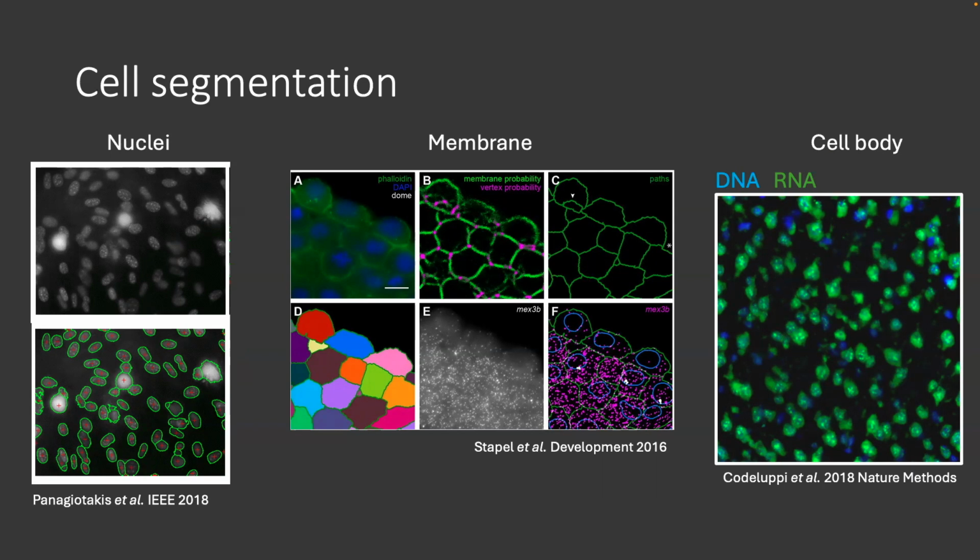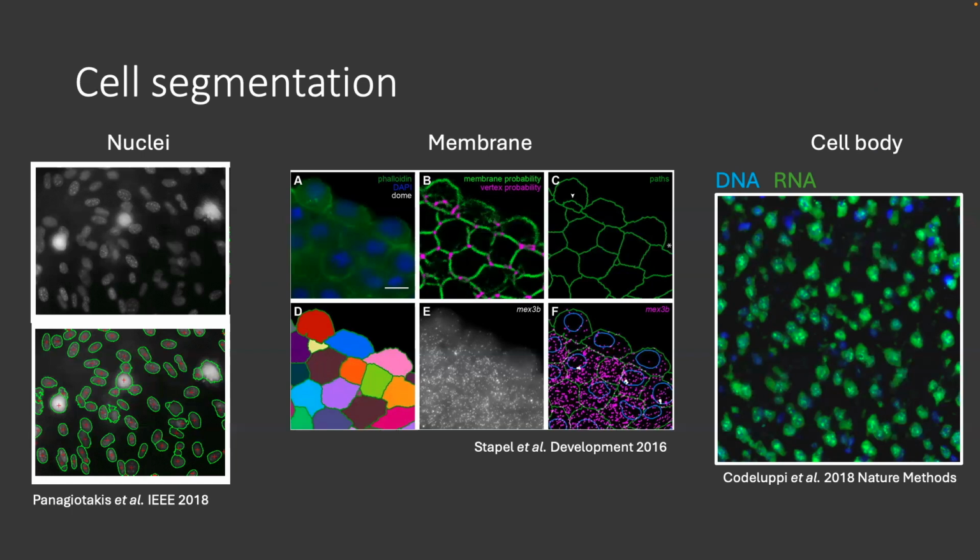If you're very lucky and your tissue allows it, you could use a membrane staining, but this sounds like the holy grail, and it works for very few tissues, but for those tissues that it works for, it can be very nice. Other approaches are to stain both the DNA, like in the first approach, but also stain the total mRNA to get a proxy of the cell body.